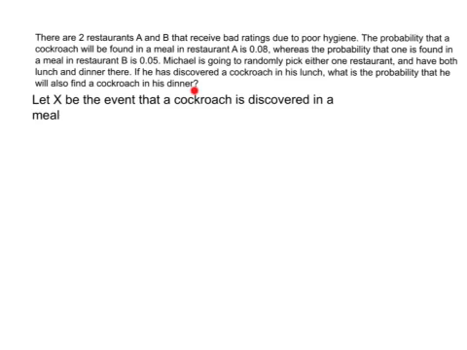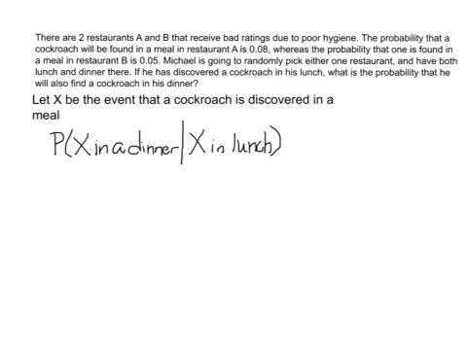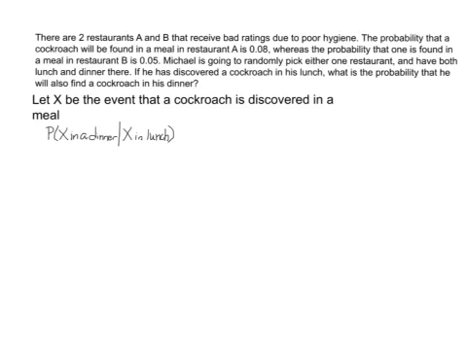So let's try to write this out. Basically this is asking for the probability of X, cockroach in the dinner, given X in lunch. Then by using the formula for conditional probability, we get this. The bottom part is the probability of the condition, the probability that a cockroach is found in lunch, and the top part is the probability that a cockroach is found in dinner and lunch.